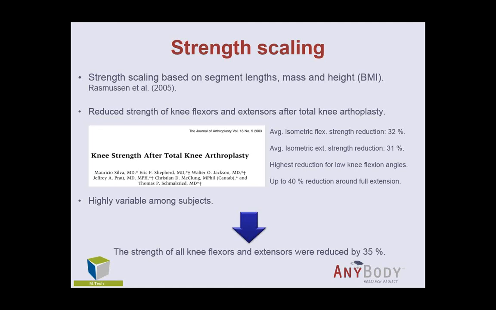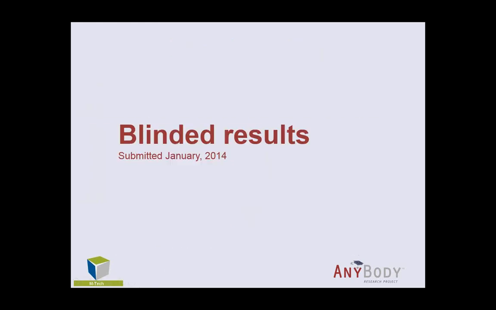And since the data set did not include any strength measurements, so we didn't have any strength measurement on the subject, we couldn't use it. So what we did was that we reduced the strength of all knee flexors and extensors by 35%, which is in the middle of what has been reported in this paper. Ideally, we should have had patient-specific strength.